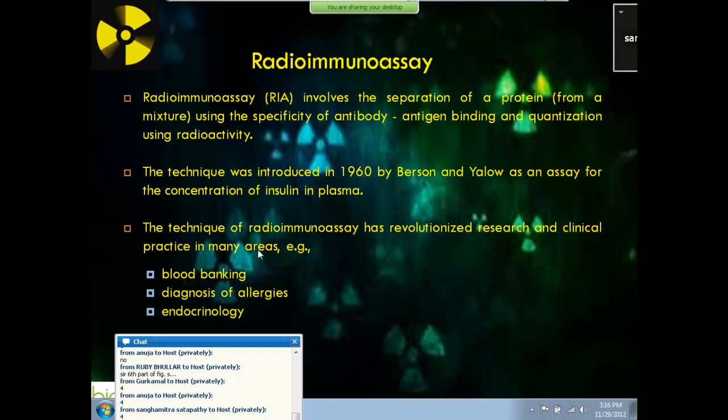This technique revolutionized the entire research area, and it is used in blood banking, diagnosis of allergies, and endocrinology. Till today, in the field of endocrinology, radioimmunoassay is the number one. If anybody wants to check their thyroid, they will not do it in normal labs. They will be sent to specific big labs where they perform radioimmunoassay.